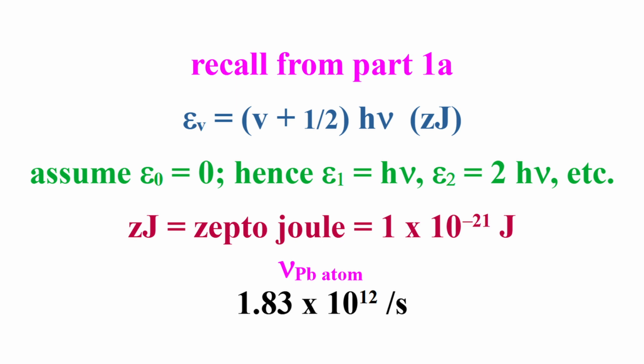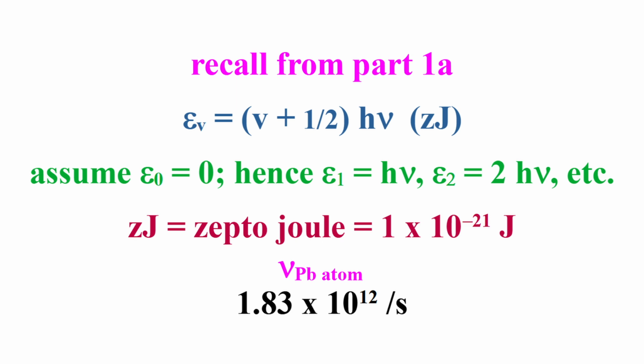To avoid dealing with 10 raised to negative 19 or 10 raised to negative 20 kind of numbers, and to have reasonable numbers for the energies, we will use zeptojoule unit, where zepto stands for 1 times 10 raised to negative 21.